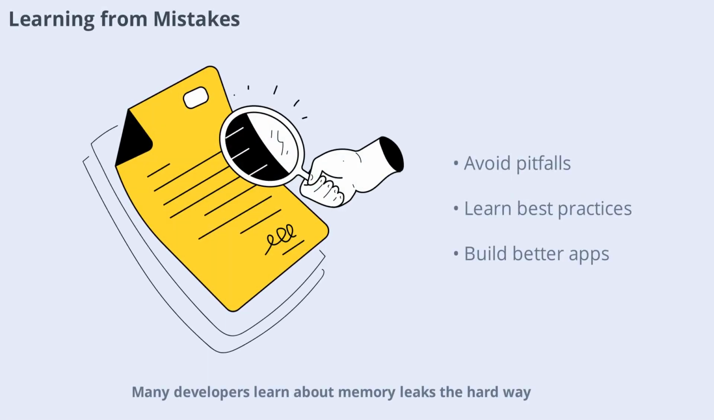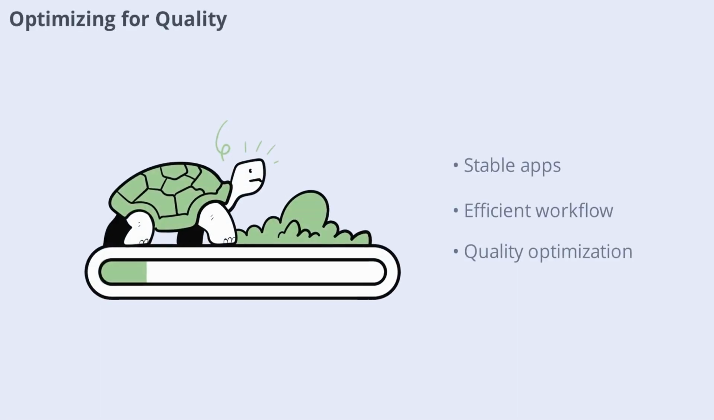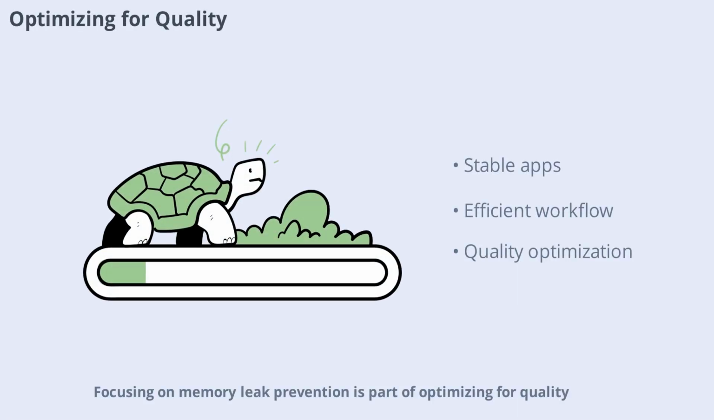Many developers learn about memory leaks the hard way after experiencing crashes and performance issues. By understanding common mistakes and best practices, you can avoid these pitfalls and build better apps. Focusing on memory leak prevention is part of optimizing for quality. High-quality apps are stable, efficient, and provide a great user experience. Incorporate leak prevention into your development workflow for best results.